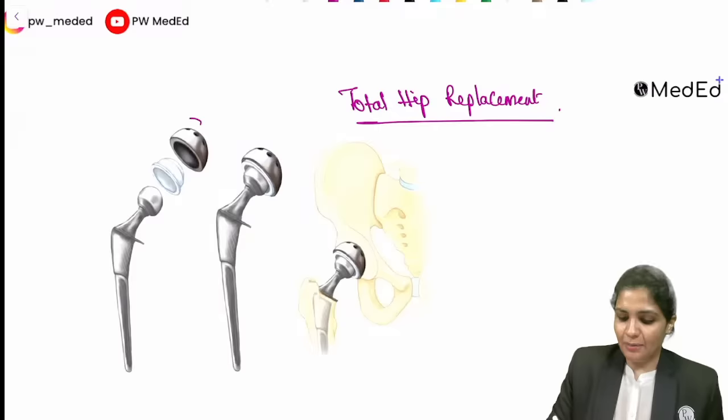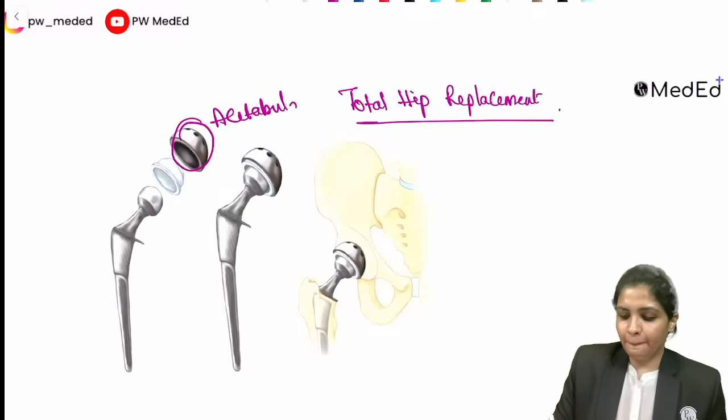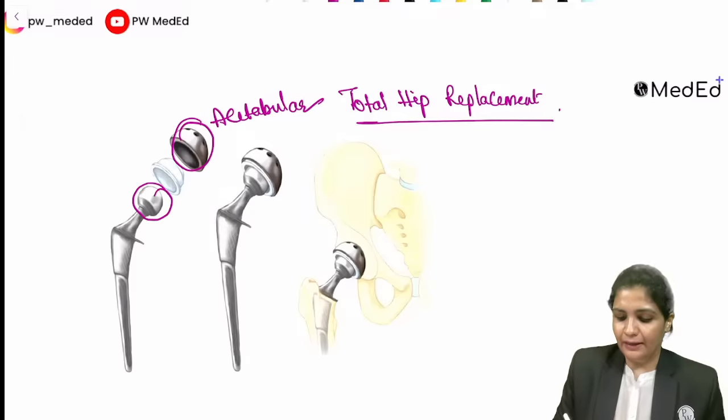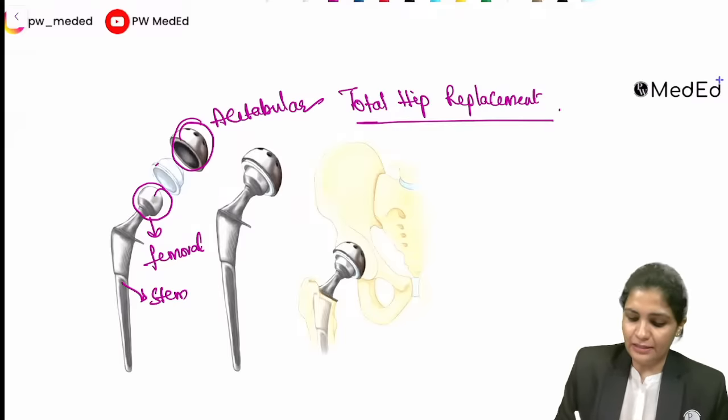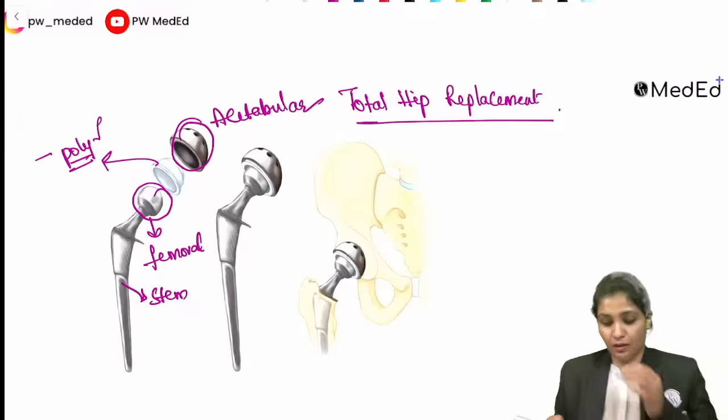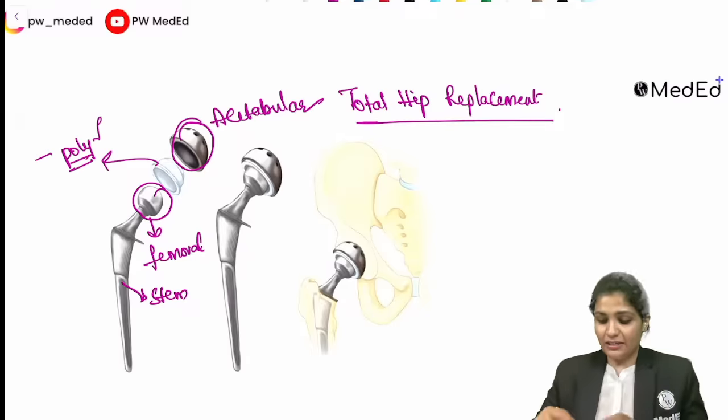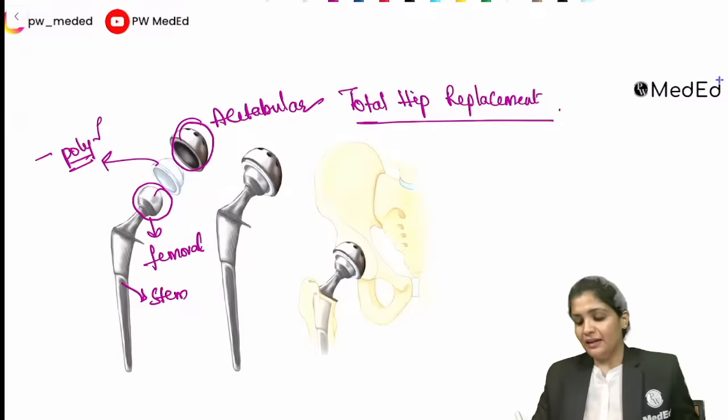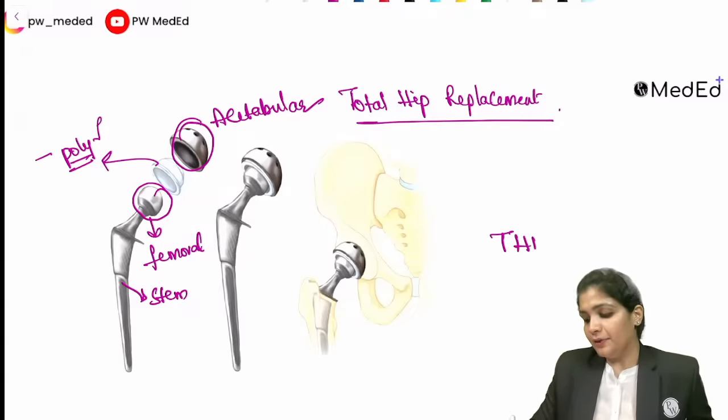So this is your acetabular component. And then this is your femoral head component. These are called components. And this is your stem. And this is your poly, something like cartilage between the two articulating surfaces. So this complete system is placed here. This is called total hip replacement.